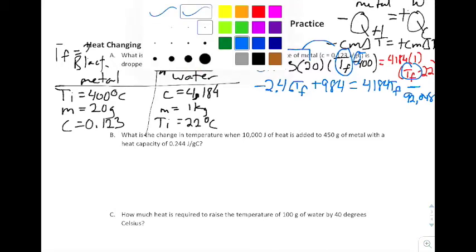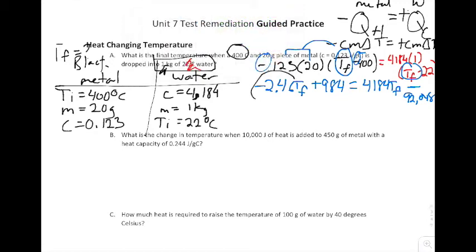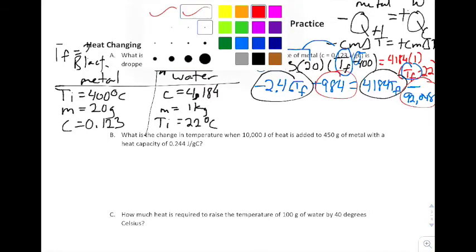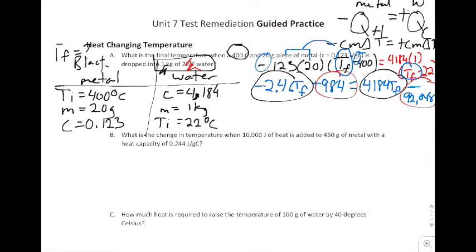At this point, you would combine like terms. If you look, I have a like term here, and here, and here, and here. So when I combine those like terms, what I'm going to end up with is 4,186.5 TF equals 93,032. Now at this point I would just divide. When I divide, I get the final temperature is approximately 22.2.